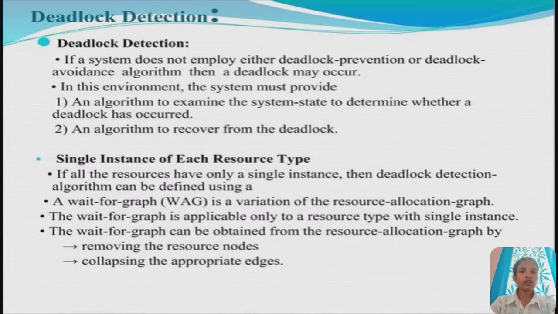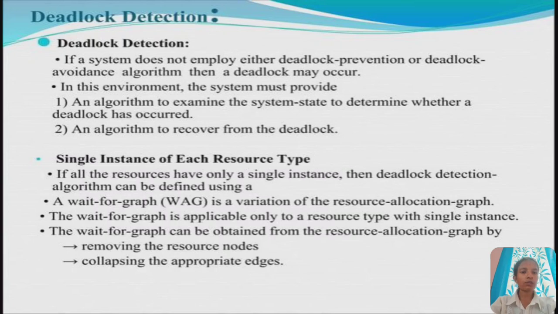Deadlock detection. If a system does not employ either a deadlock prevention or deadlock avoidance algorithm, then a deadlock may occur. In this environment, the system must provide an algorithm to examine the system state to determine whether a deadlock has occurred, and an algorithm to recover from deadlock. Single instance of each resource type: if all the resources have only a single instance, then the deadlock detection algorithm can be defined using a wait-for graph, which is a variation of the resource allocation graph. The wait-for graph is applicable only to a resource type with a single instance.